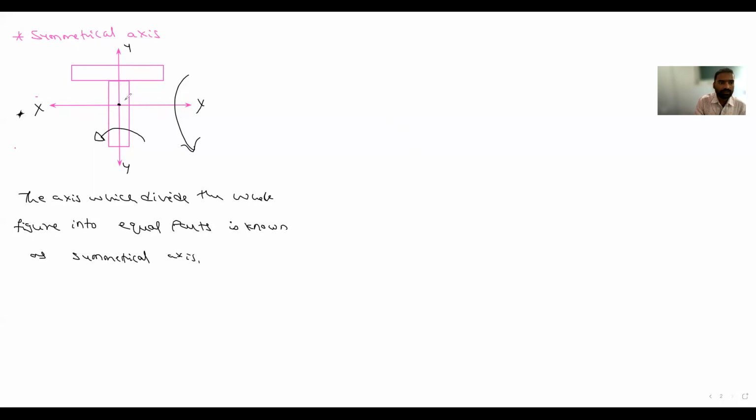So when this figure or section is symmetrical about the y-axis in the given figure, hence your x bar will be equal to 0. If it is symmetrical about the x-axis, then your y bar will be equal to 0. How will it be 0? We will check it in the example. Okay, I will write one note.